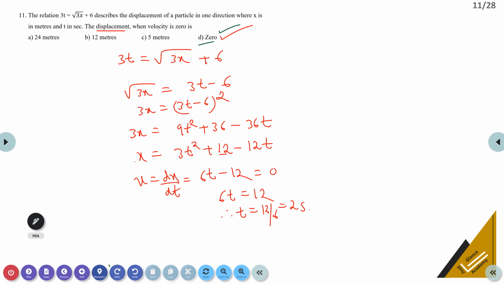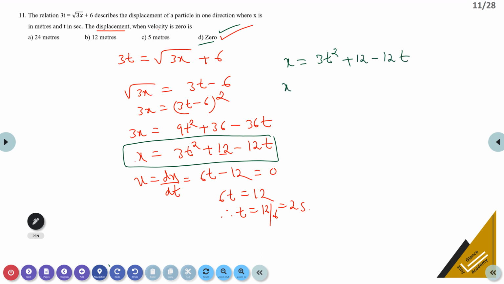He is asking the question, displacement is asked, no? Now our job is to substitute the value of t. x equals 3t square plus 12 minus 12t. Substitute t equals 2 seconds: 12 plus 12 minus 12 into 2. This becomes 24 minus 24 equals 0.